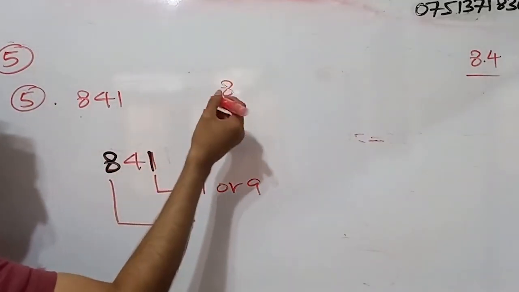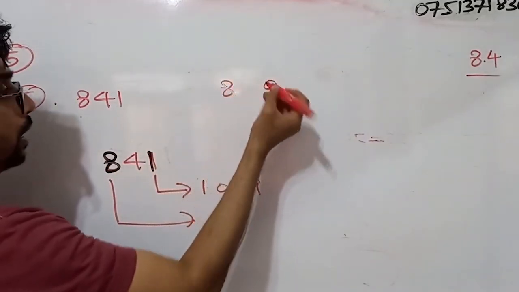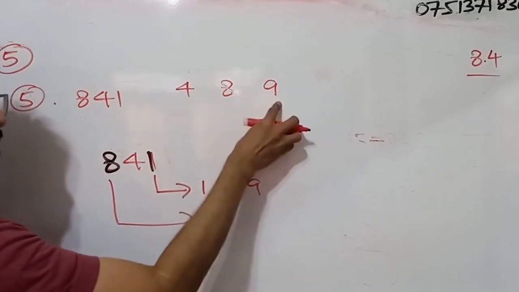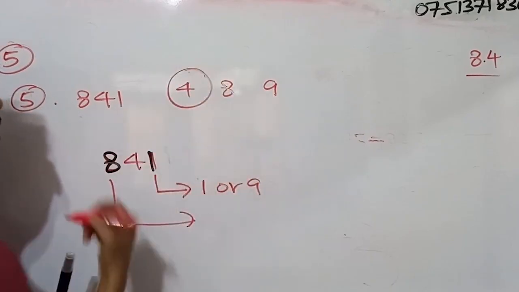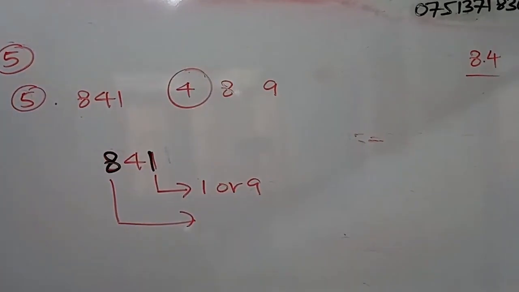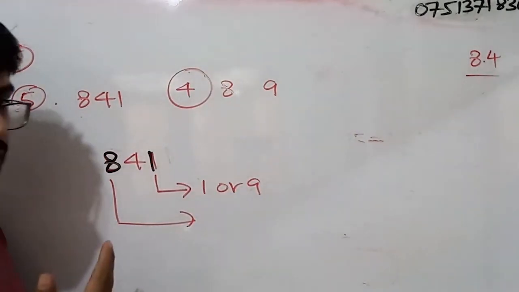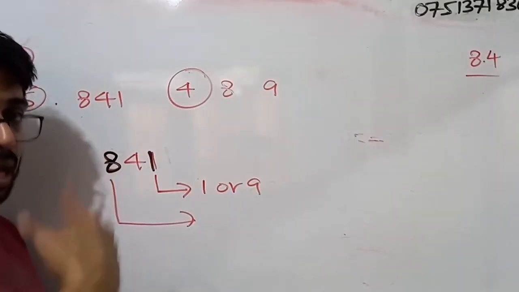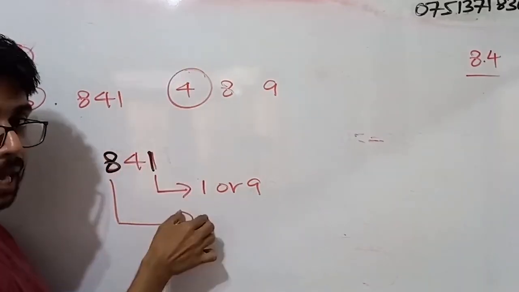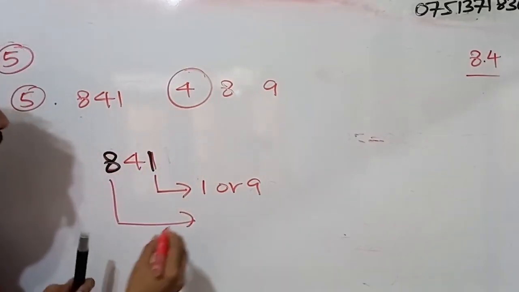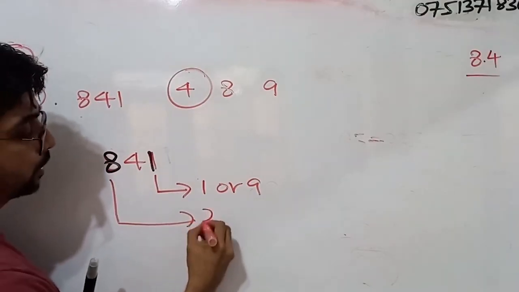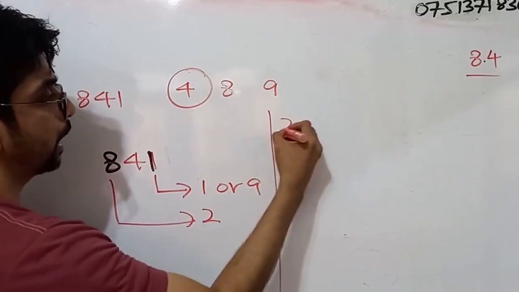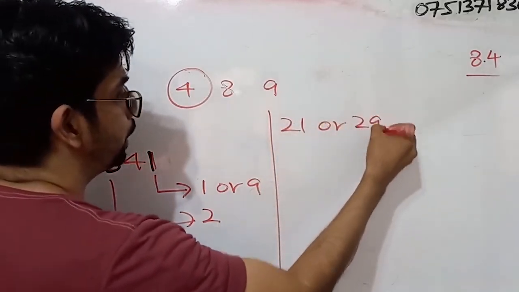8 is positioned, however, between the numbers 9 and 4. These two numbers are perfect squares. So as a rule, we take the lesser perfect square, which is 4, and the square root of it, which will be what? 2. So what can be the number? It can be 21 or 29.